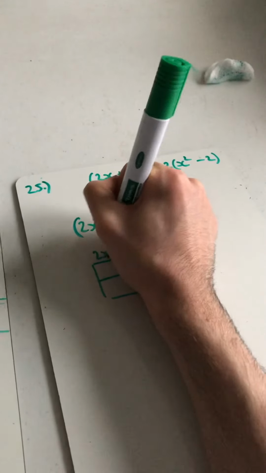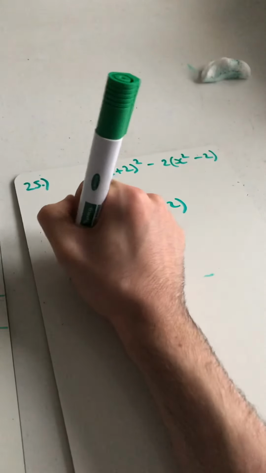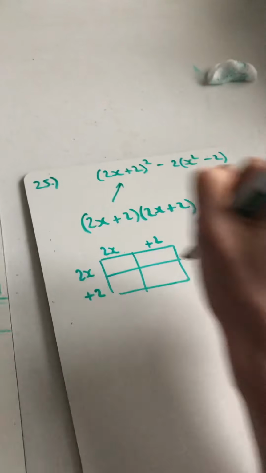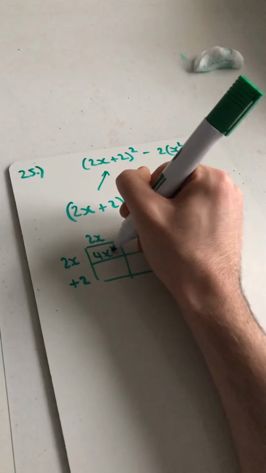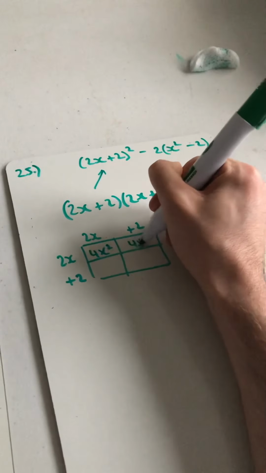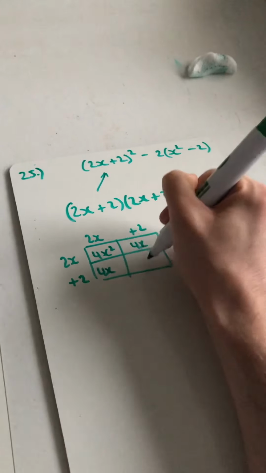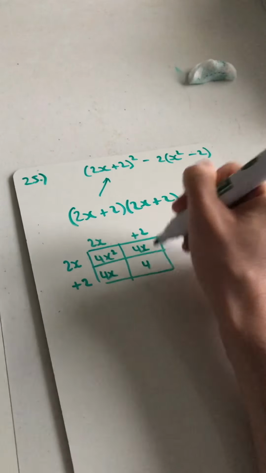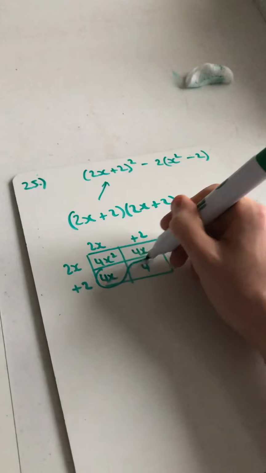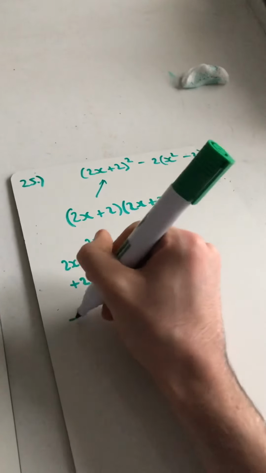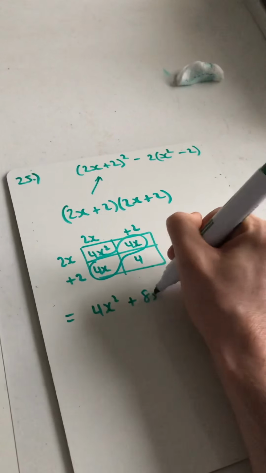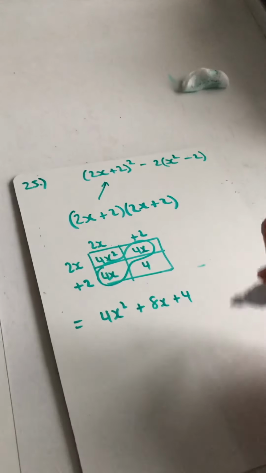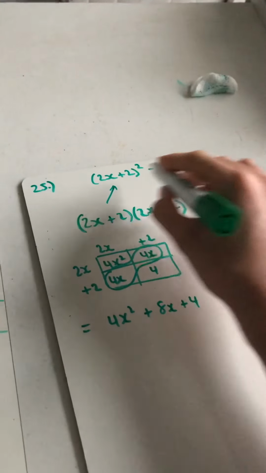So we're going to have 2x plus 2, 2x plus 2. Top left box will be 4x squared, top right will be 4x, bottom left will be 4x, bottom right will be 4. So when you simplify that, you're going to get 4x squared plus 8x plus 4. Now that's just for this first thing here.